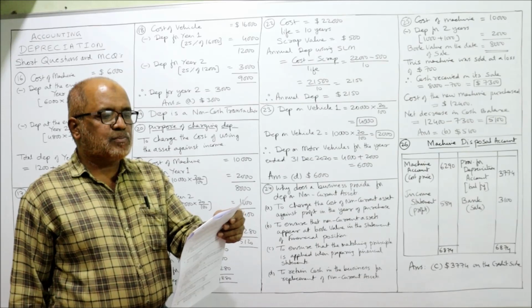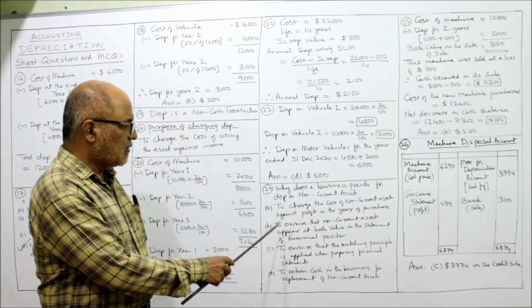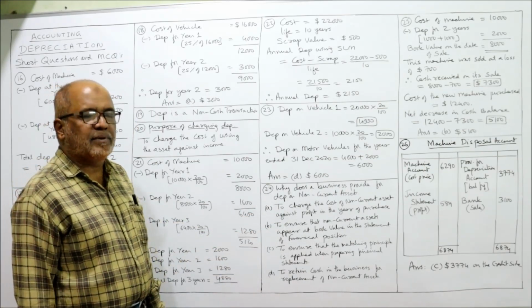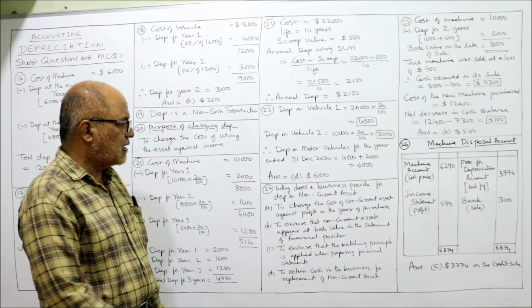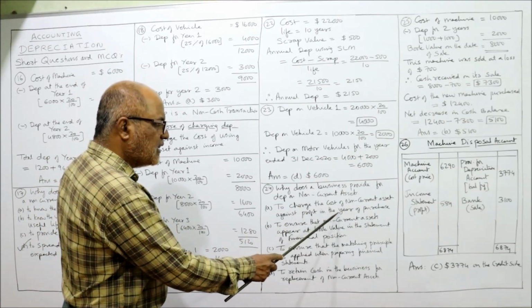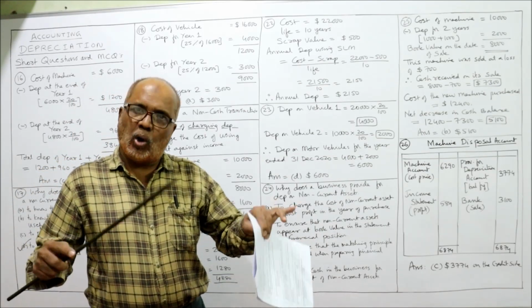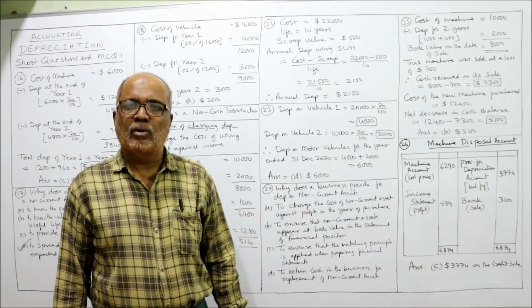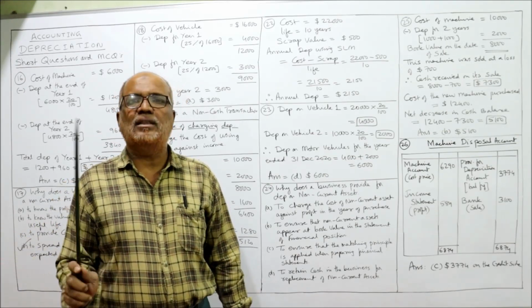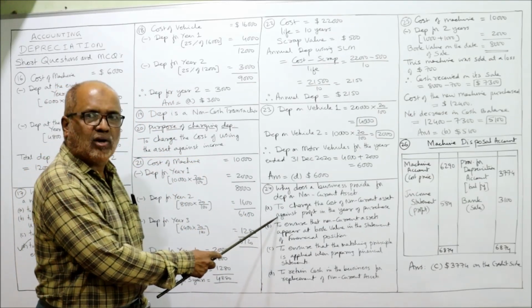Why does a business provide depreciation for non-current assets? The 4 options are given. One by one we'll check. First, to charge the cost of the non-current asset against profit in the year of purchase. Do we provide depreciation only in the year of purchase? No. Depreciation will be provided every year, not only in the year of purchase. So the first answer is not right.